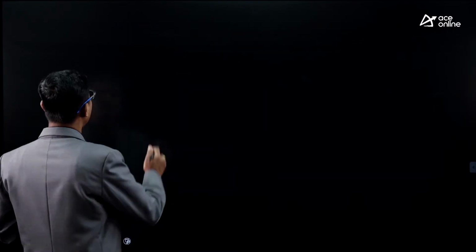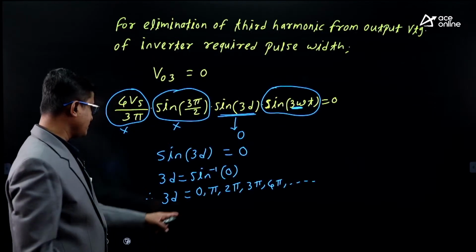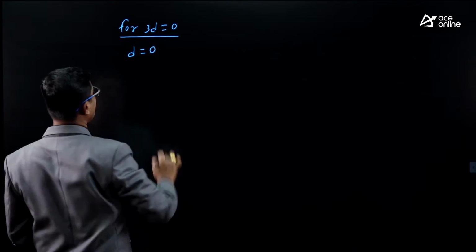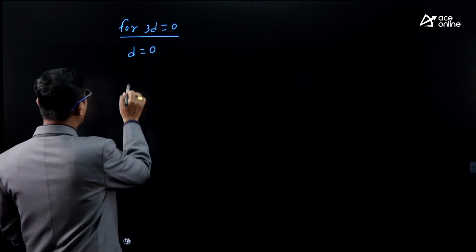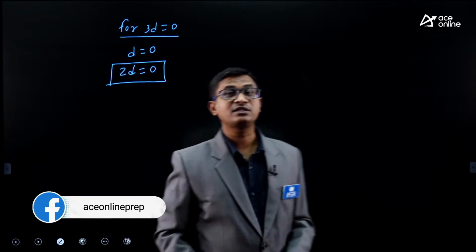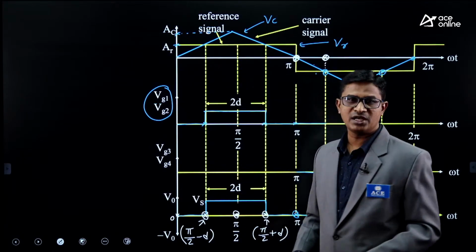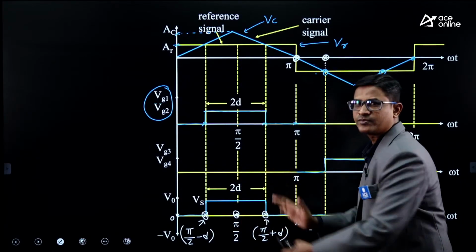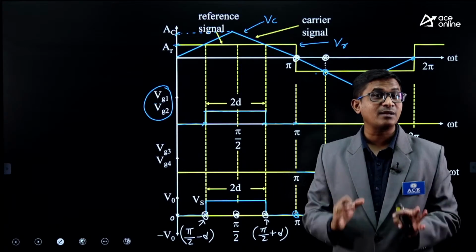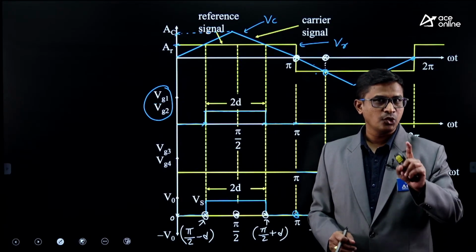So let us check for 3d equal to 0. I am selecting 0 first. So tell me, if 3d is equal to 0, what is the d? D is equal to 0 by 3, na? That is equal to 0. If d is 0, what is the pulse width? Pulse width is 2d. It is 0. So if the pulse width is 0, your overall output voltage of the inverter is 0. Not only the third harmonic. If the pulse width is 0, your V0 will be 0 for all time. Is it acceptable? No, it is not acceptable.